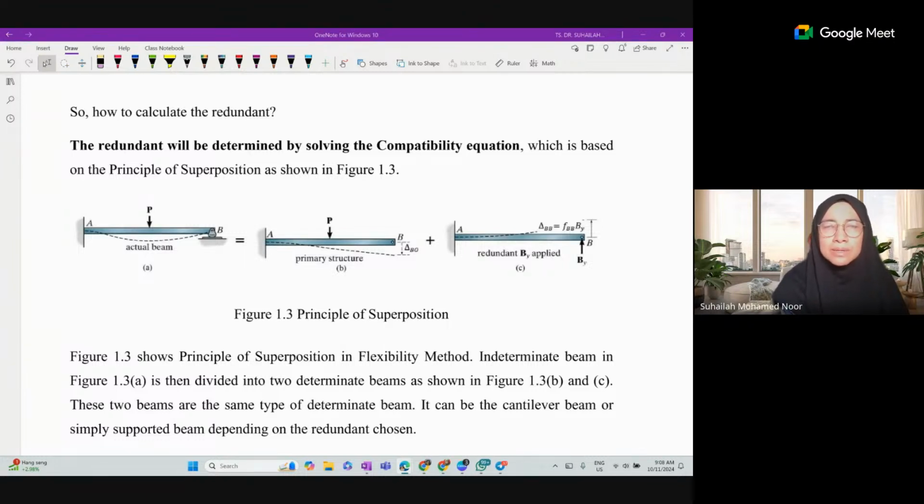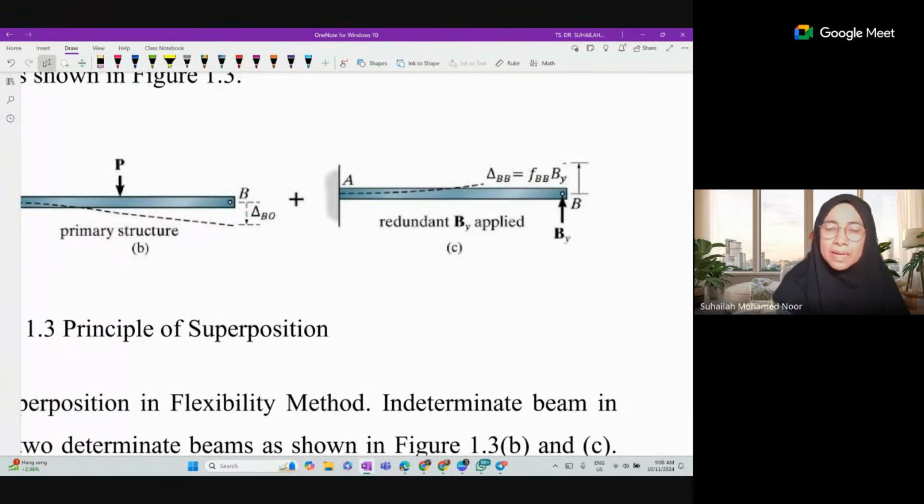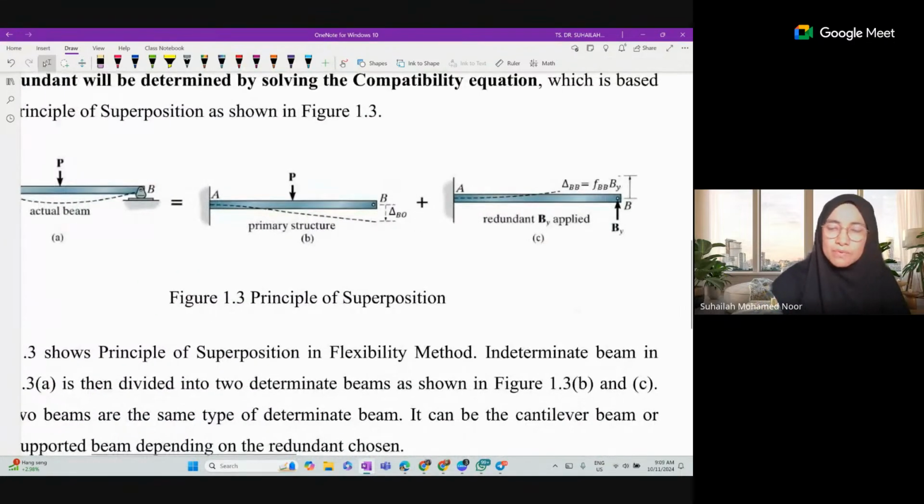Normally we write the redundant beam as redundant By applied, because By is subjected as an applied load. So the redundant beam name can be written as redundant By applied. If it is Cy, it is redundant Cy applied. If it is Ma, it is redundant Ma applied. Just like this, this is the basic of the principle of superposition.